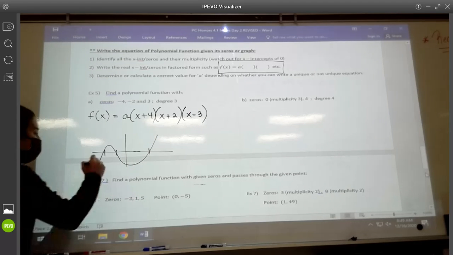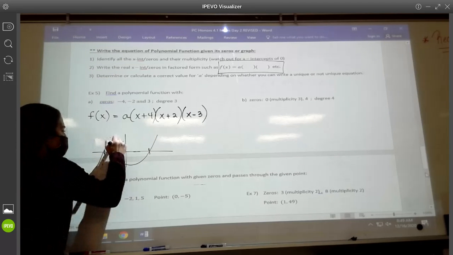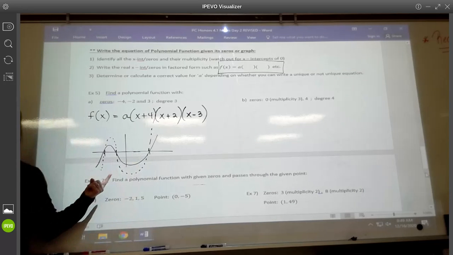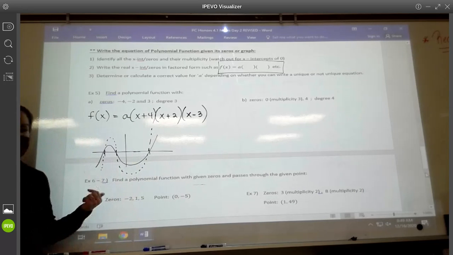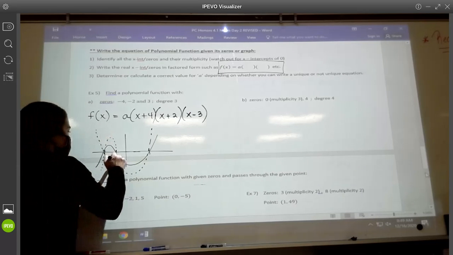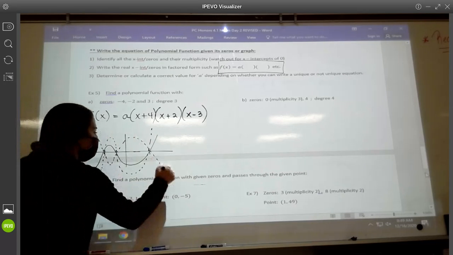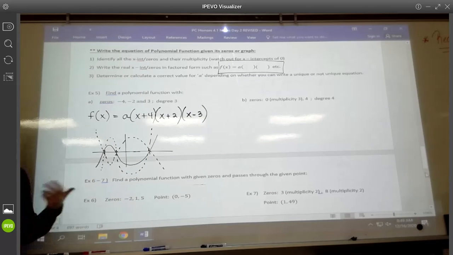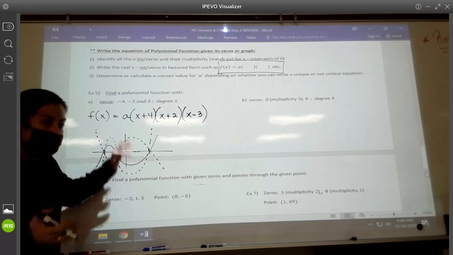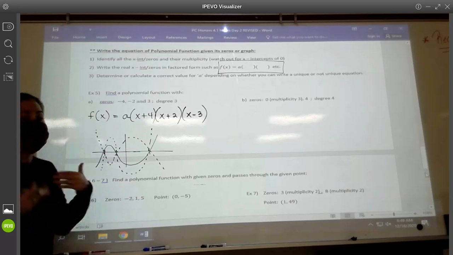Yeah. But isn't that also the graph of a polynomial that has x-intercepts at -4, -2, and 3? And then isn't that the graph of a polynomial that has x-intercepts at -2, -4, and 3? Yeah. So guys, when it comes to writing a unique polynomial expression, you need more information.